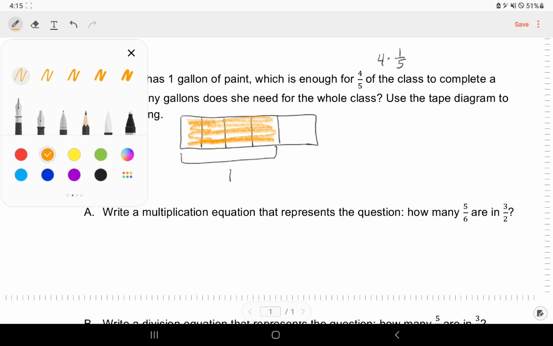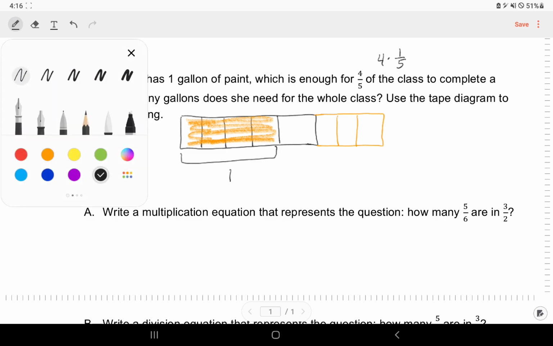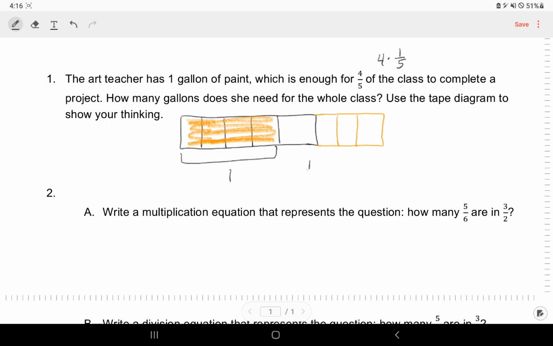Now, in order for another group, I need one, 2, 3, 4 more boxes. But I only have one. So I have 1 out of 4 boxes to make this group.